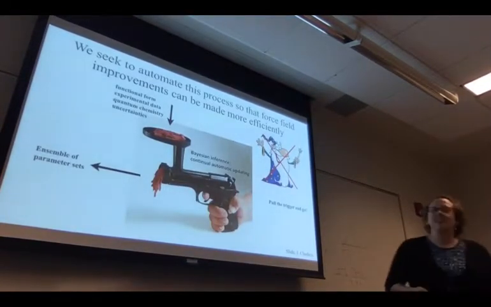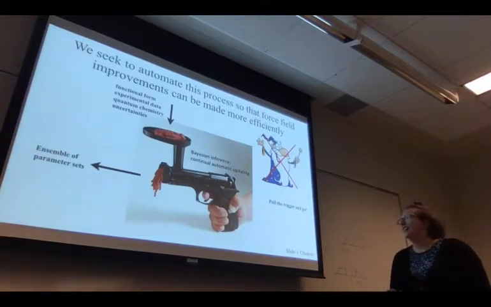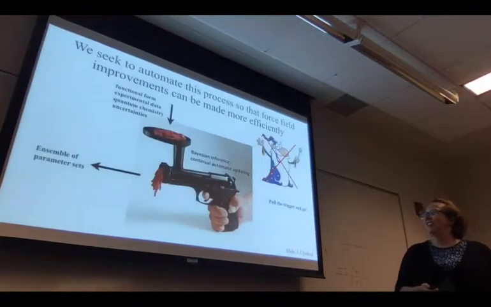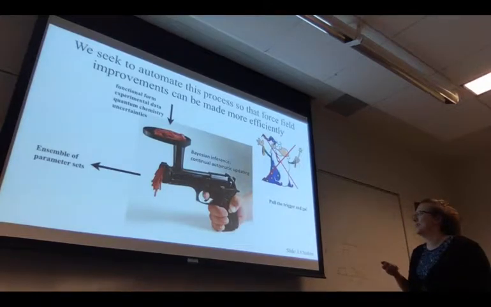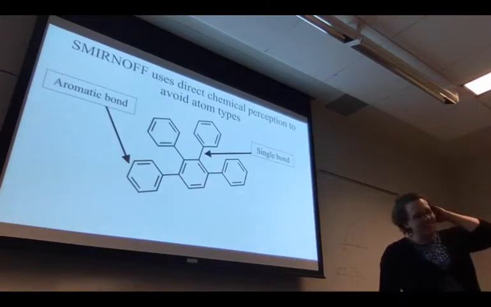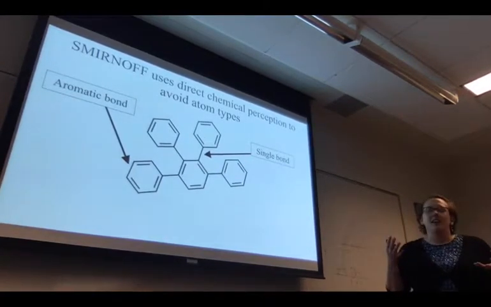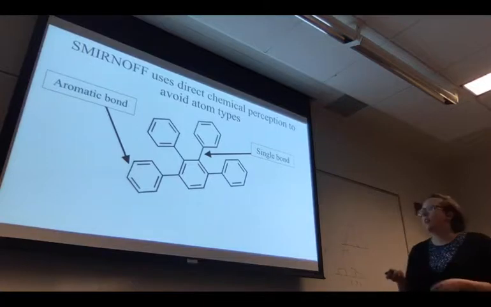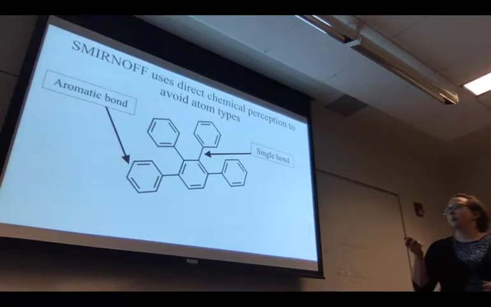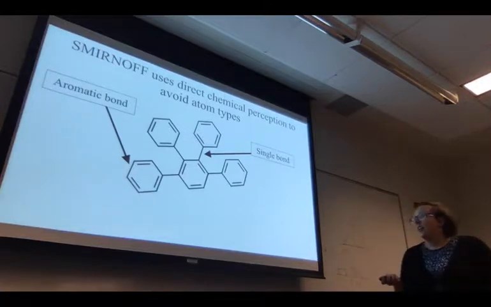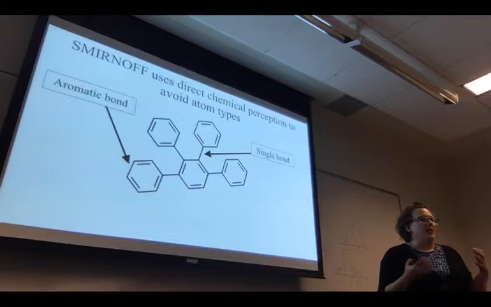Okay, so David showed this earlier. We're trying to automate force field parameterization, semi-automated. So I'm particularly interested in how we go about automating the chemical perception associated with that. How does the force field decide that your aromatic bond is different than your single bond? And as David talked about, we now have direct chemical perception that separates that from atom types.